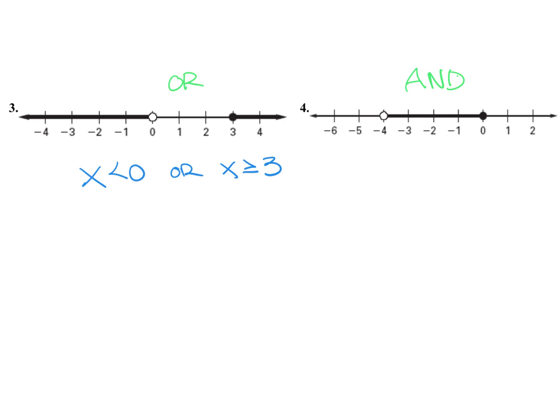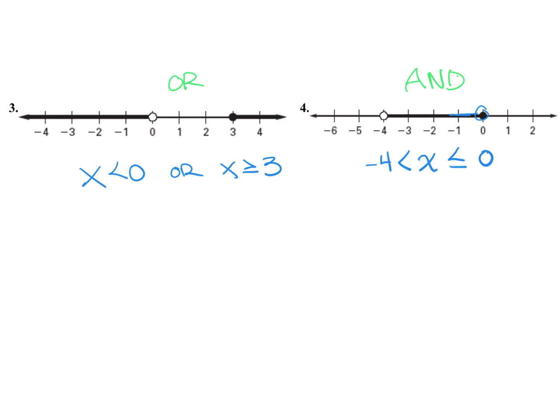For the AND ones, remember, we're sandwiching the variable in the middle. I'm going to put a 0 right here. I'm going to put a -4 over here. And again, I'm going to be looking at this part first. Notice how I'm going less than, and it's actually going to be less than or equal to because it's solid. And then I'm going to have x is greater than -4 because again, remember, you're reading it going backwards.